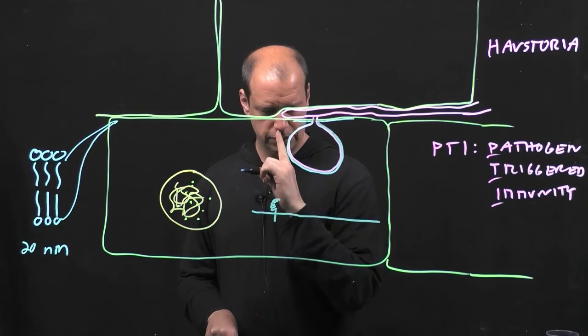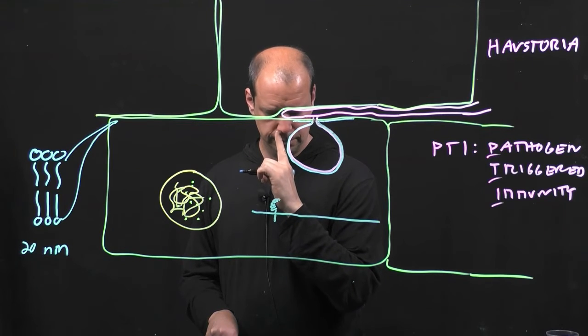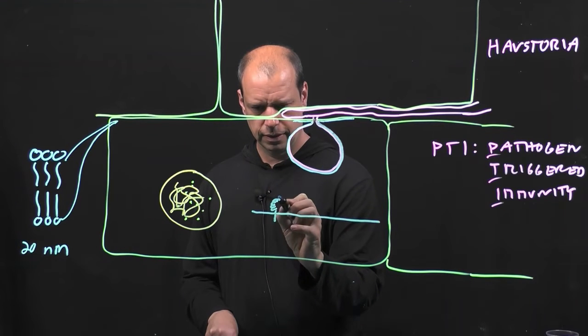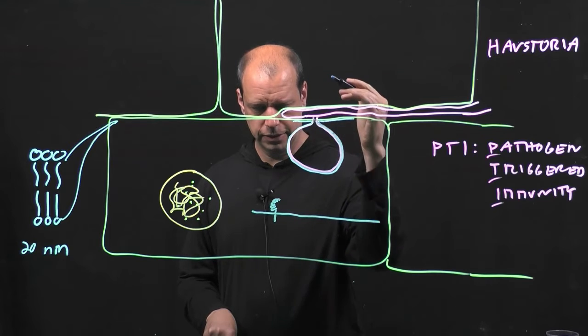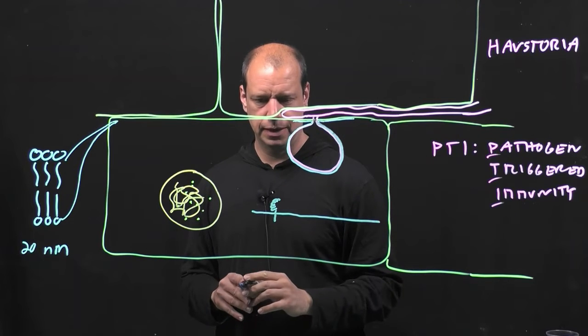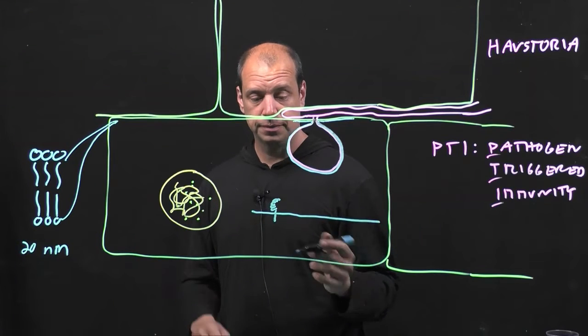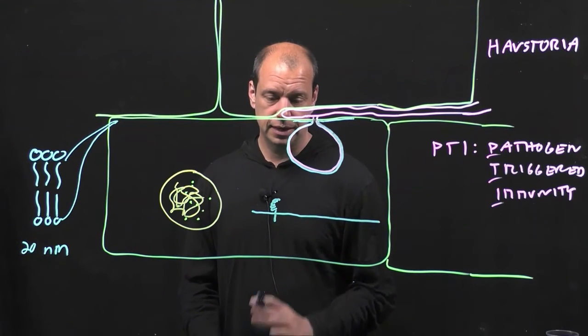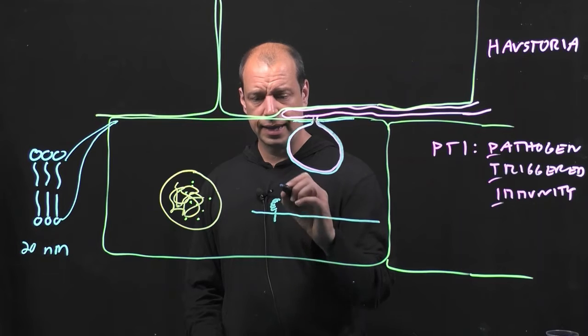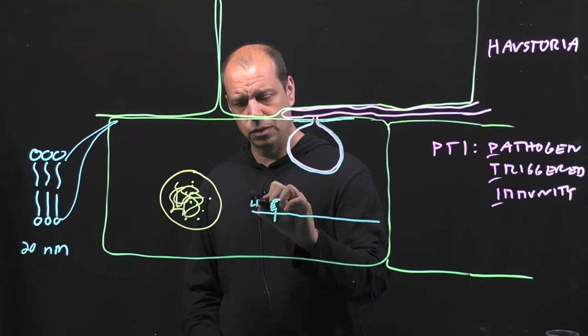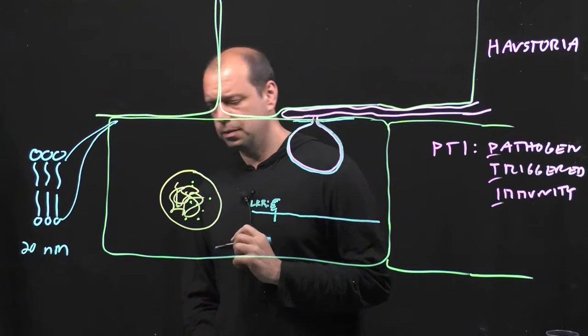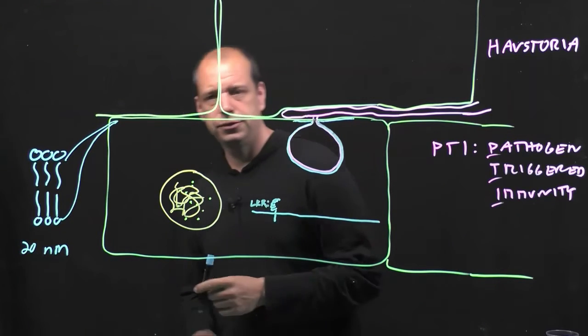And these receptors have a domain on the outside of the membrane and the inside of the membrane. The outside of the membrane is the sensor portion, and the inside is the signaling portion. One commonality is a leucine-rich repeat.